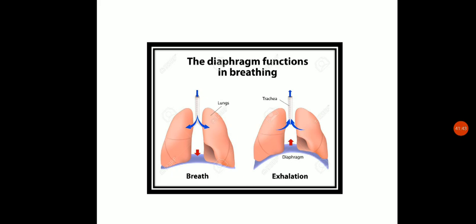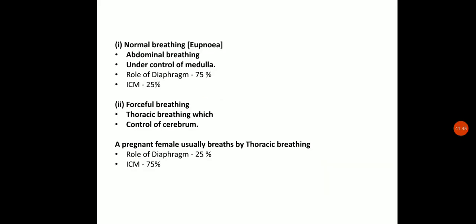Now let us see the case of normal breathing, which is called eupnea. What is eupnea? Eupnea is basically normal breathing. Normal breathing, eupnea, is called abdominal breathing, which is under the control of the medulla. It's a part of the brain, particularly the hindbrain.